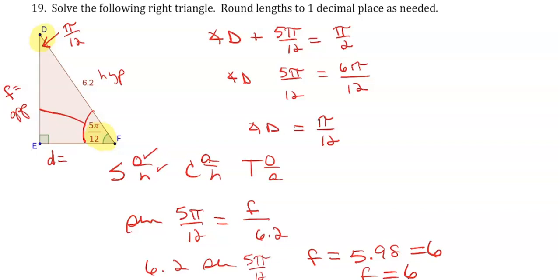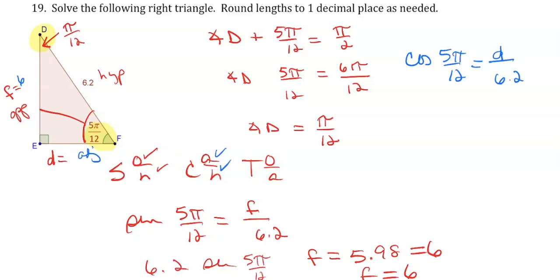Okay, ready to do the next one. So I'll change my color so as not to be too confusing. So now what I want to do, I know that F is 6. Let's find D. So from 5 pi over 12's perspective, I need the adjacent and I have the hypotenuse. So that's going to be cosine. So the cosine of 5 pi over 12 is going to equal the missing D over 6.2.